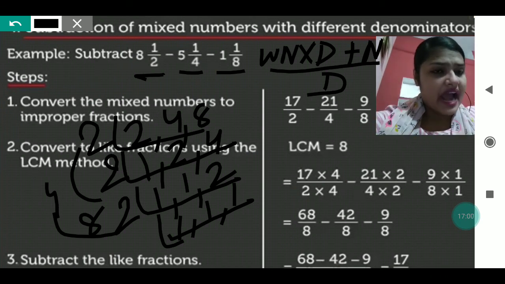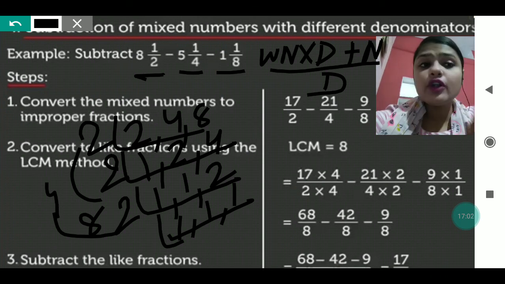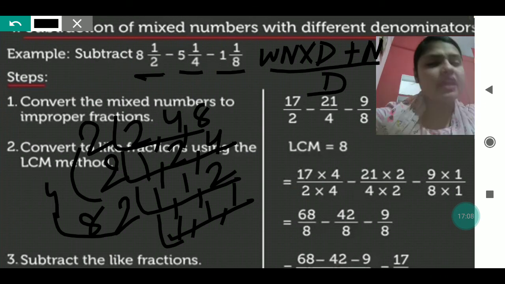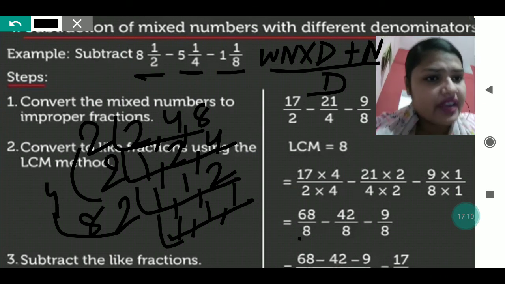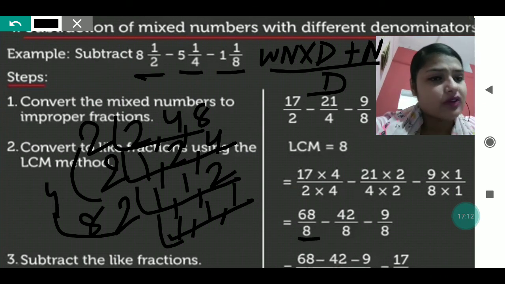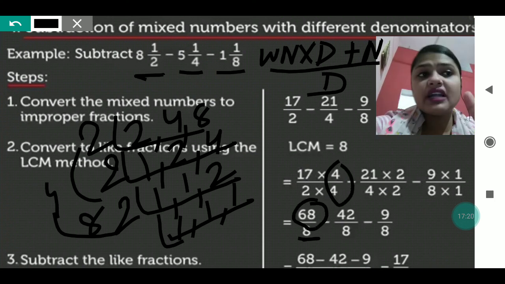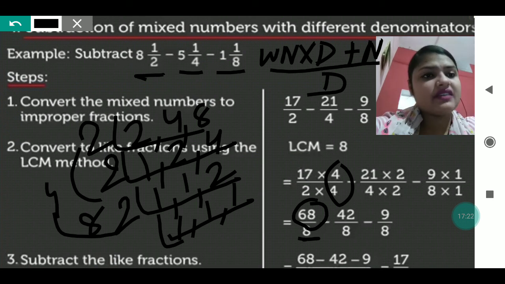Okay, now 17 by 2. You will write it and see with what number you multiply 2 to get 8 as the denominator. So 2 4s are 8, so we will get 8 here. If downside I am multiplying with 4, then upside also I will multiply with 4 only. So 17 4s are 68. You have to learn the table till 20, my dear. Otherwise it will be difficult.